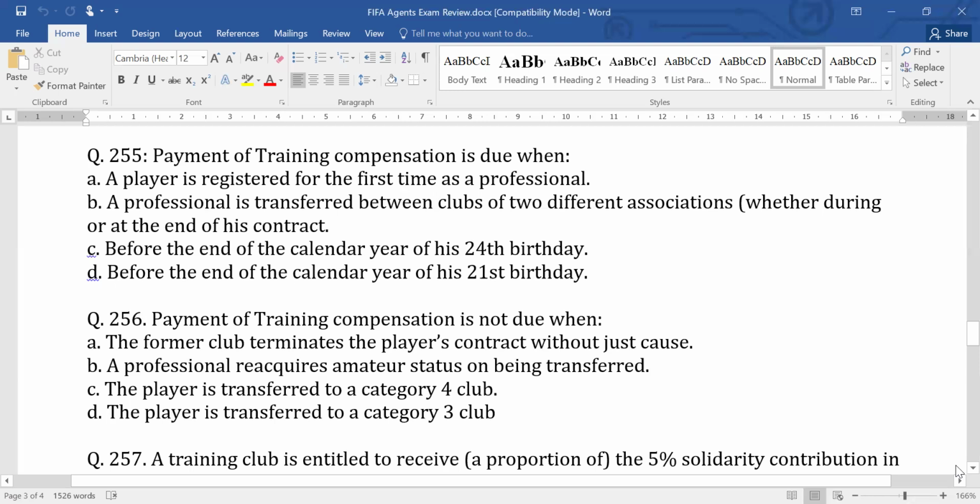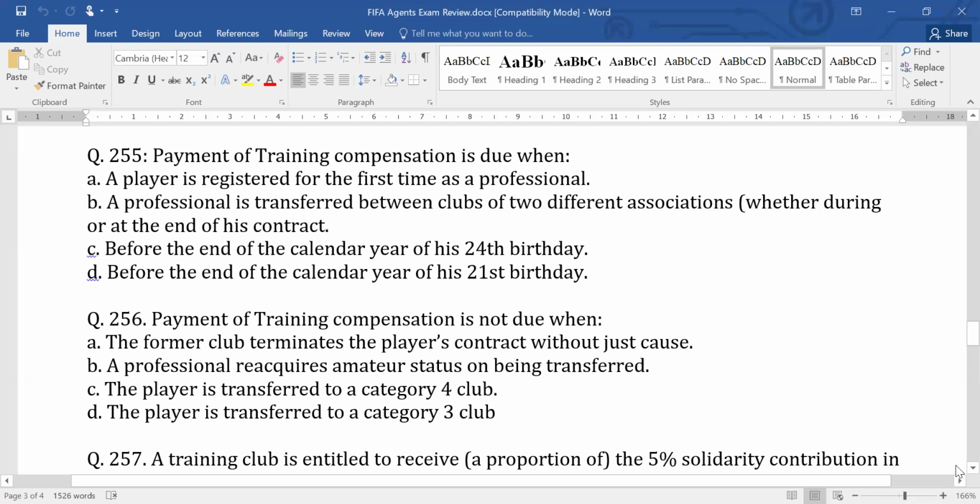Also, training compensation is not dependent on a transfer fee paid for a player. So, for example, an 18 years old player sees out his contract and he refuses to extend his contract with a current club and he goes to join another club in a different association. That club will also pay training compensation, even though he's joining that club as a free player.